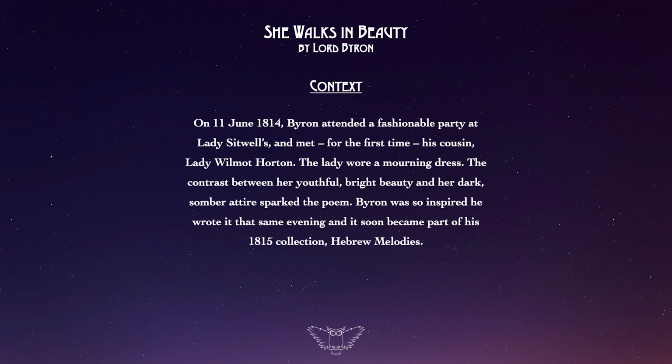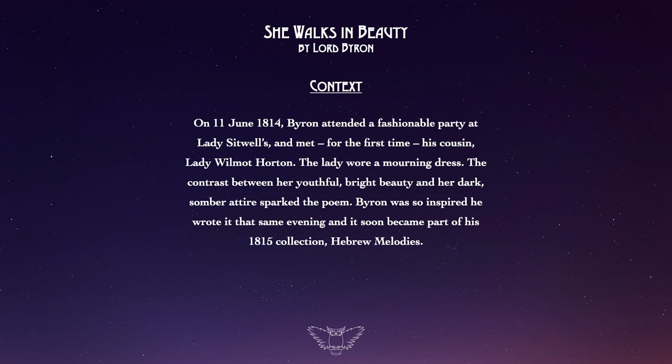On the 11th of June 1814, Byron attended a fashionable party at Lady Sitwell's and met for the first time his cousin, Lady Wilmot Horton. The lady wore a mourning dress, basically just a dress in black. She was clearly grieving someone close to her. The contrast between her youthful, bright beauty and her dark, sombre attire sparked the poem. Byron was so inspired, he wrote it that same evening, and it soon became part of his 1815 collection, Hebrew Melodies.